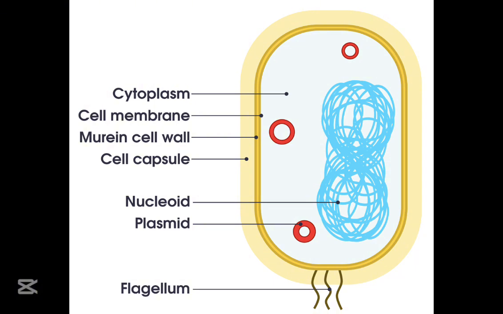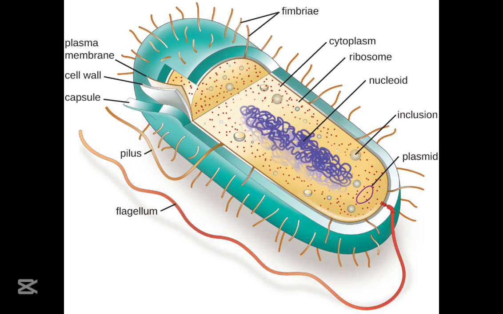I see. Now, let's not forget about those hair-like extensions called pili. These structures can help bacteria attach to surfaces, or even transfer genetic material between themselves through a process called conjugation. Conjugation. That's how bacteria can share those antibiotic resistance genes, making them even harder to fight. Precisely. It's one reason why antibiotic resistance is such a growing concern in healthcare.